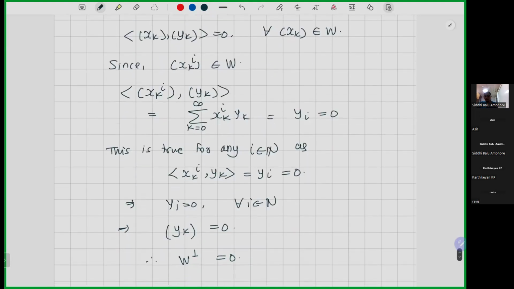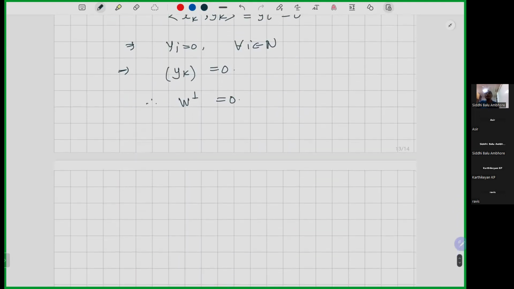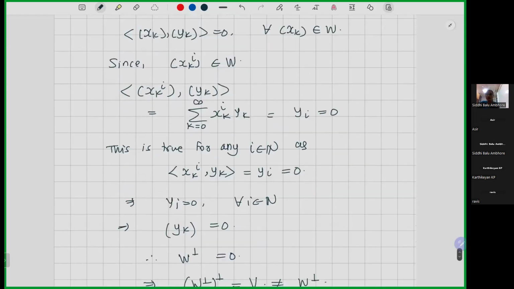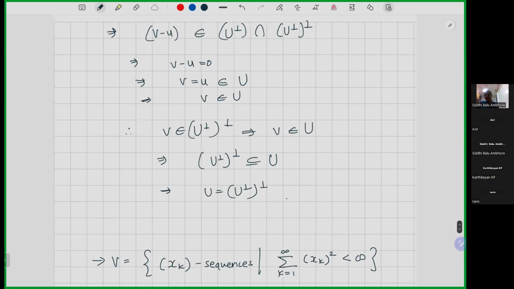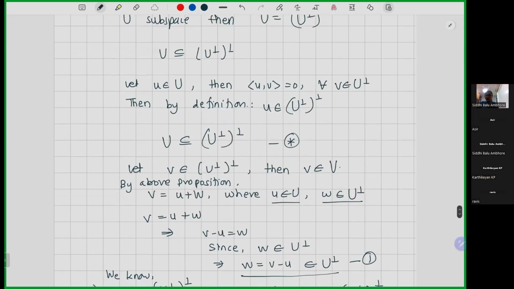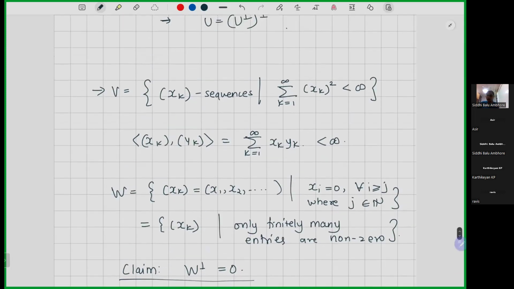Do you understand this? That this W perp is 0, and then this implies that W perp perp will be the entire V, and this is definitely not equal to W, because there are infinitely many more elements which are in V but which are not in W. Okay, this is a counterexample for the infinite dimensional case.